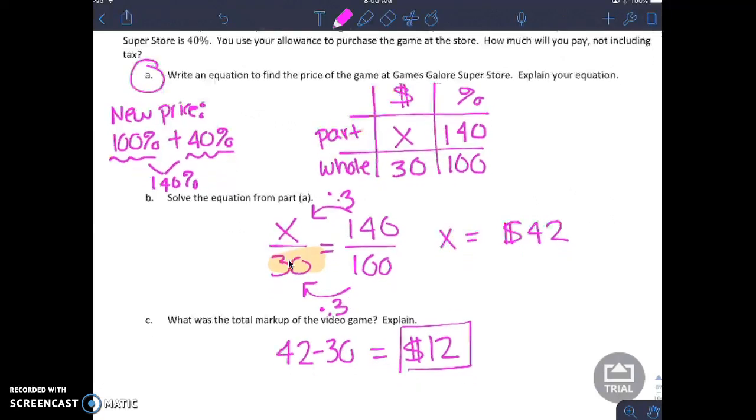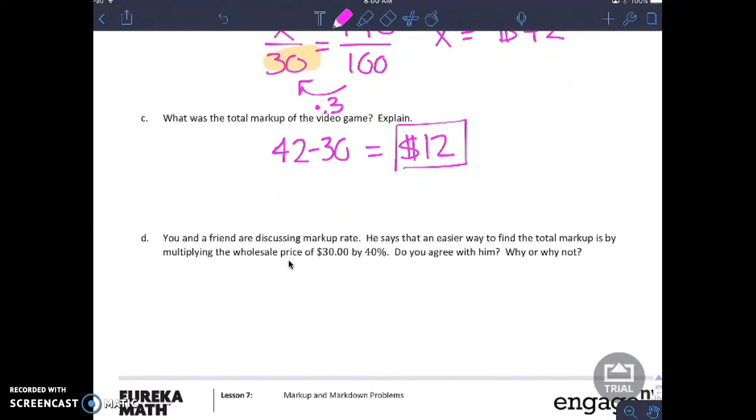All right, that is question 1, A through C. Oh, looks like there's a part D hiding down there. So what I'd like you guys to do for this one is actually try this one on your own. It says that you can multiply the $30 wholesale price by 40%. Remember that if you're multiplying numbers that are percents, you're going to be changing it to a decimal. So you're going to be doing $30 times whatever 40% is as a decimal. And you're going to see whether or not it equals the same thing that you got before. So please pause the video and try that.